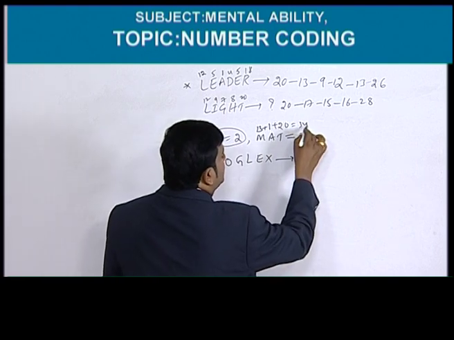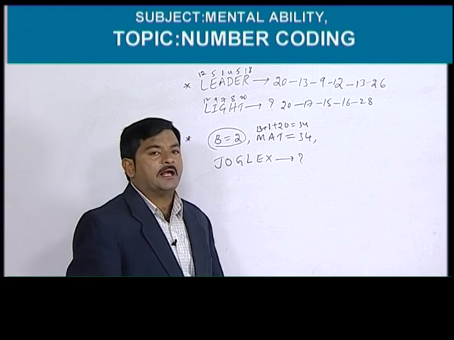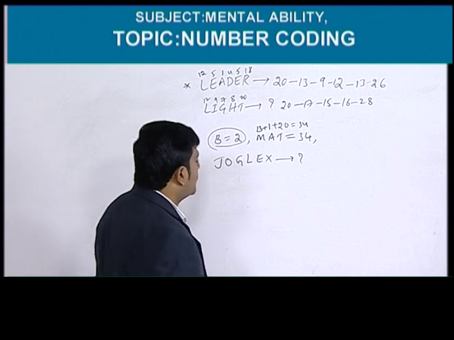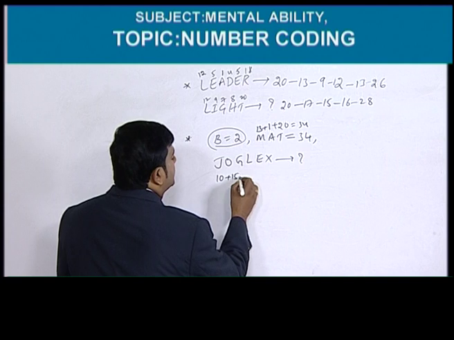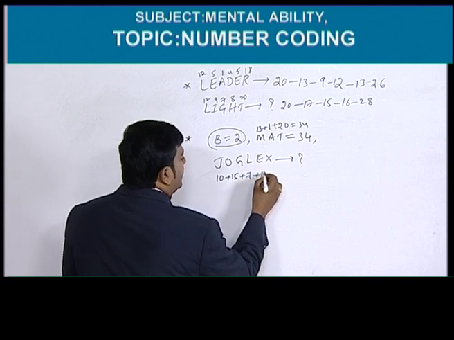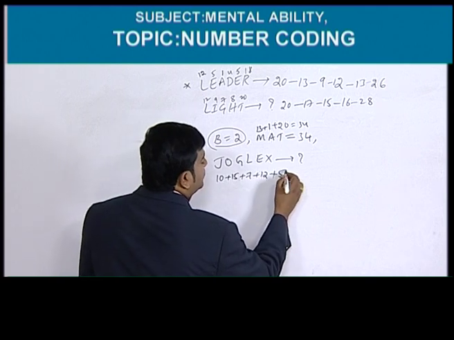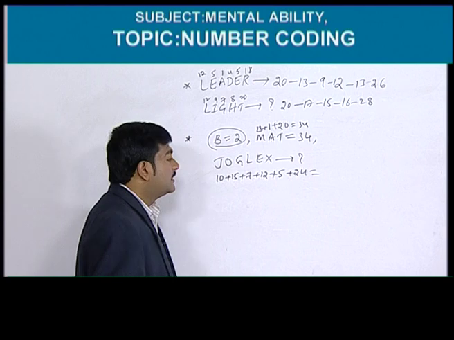Hence, what does it mean? Taking the corresponding numbers and adding those numbers, we are getting the coded word. Okay, so apply the same concept here. J means 10, O means 15, G means 7, L means 12, E means 5, X means 24. Add all these values. See what I am getting.